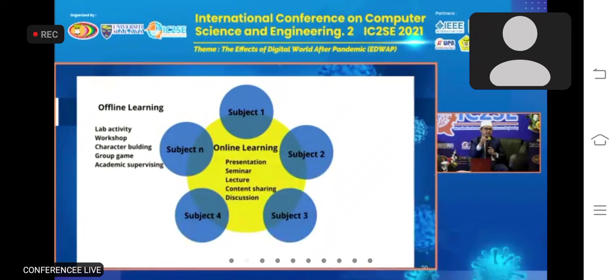The blue circles represent subjects. The number of subjects depends on the number of subjects given in each semester. So this model means that every subject can be taught by online learning and offline learning.